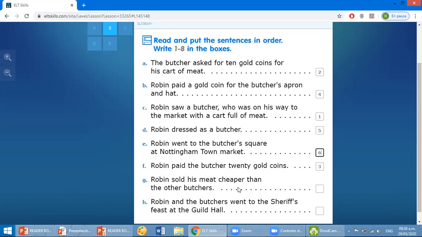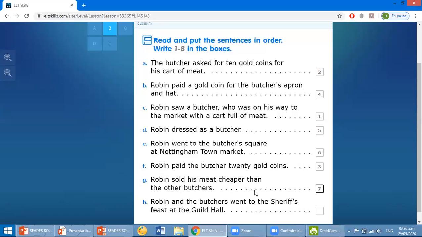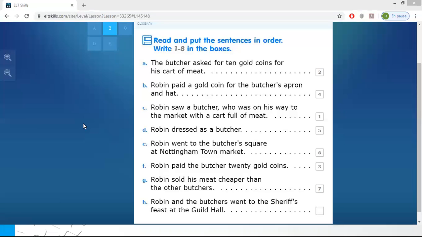Went to the market. And in the market, what happens? Let's see, Joshua, what happens in the market? Robin sold his meat cheaper than the other butchers. Yes, very good. Robin started to sell the meat cheaper than the other butchers. Let's ask other students, okay, Nyurka? Wait, please, let's see the last one. Leonardo, please, can you read number 8?